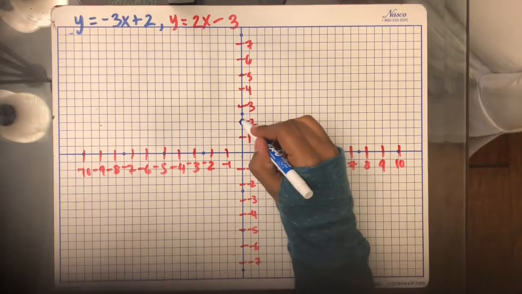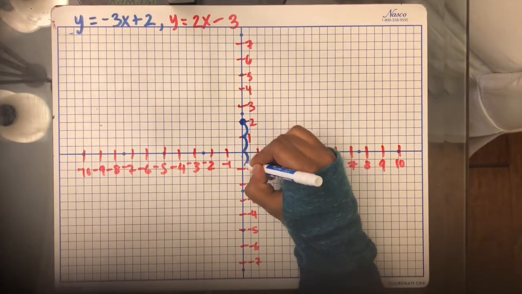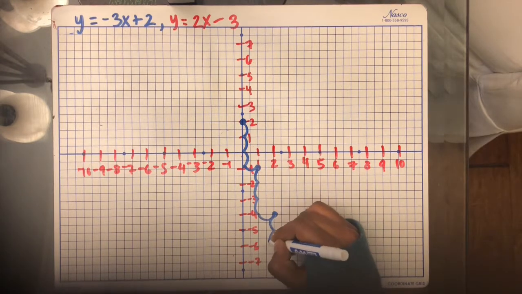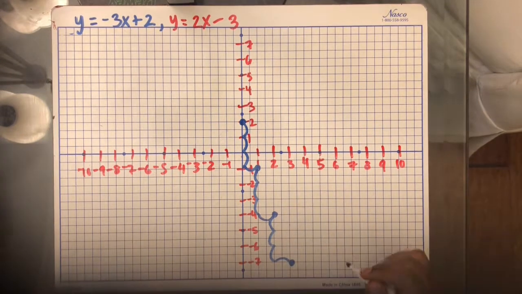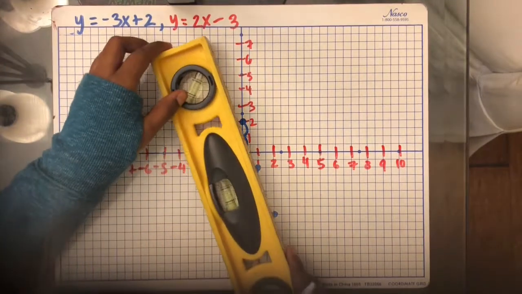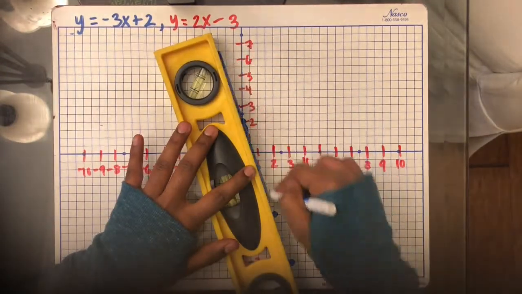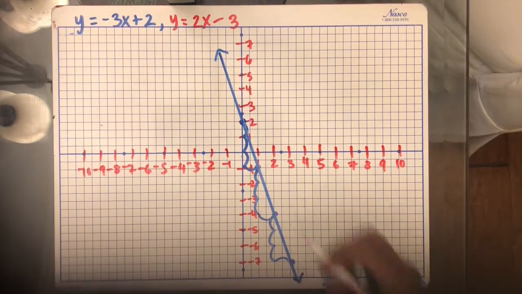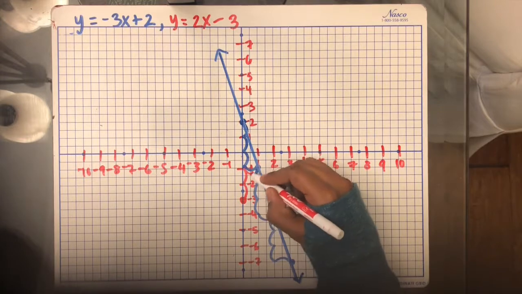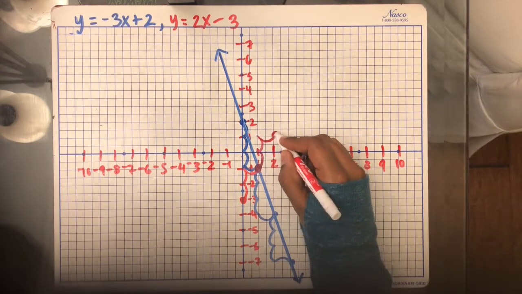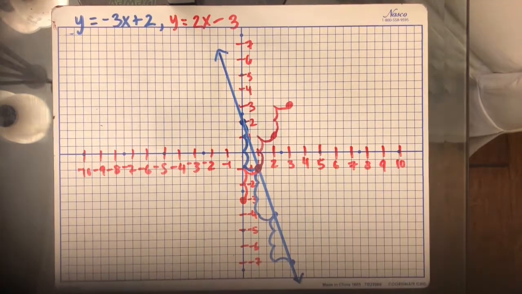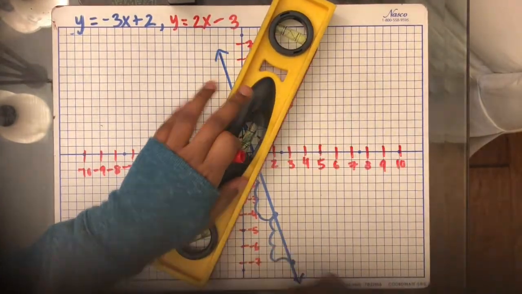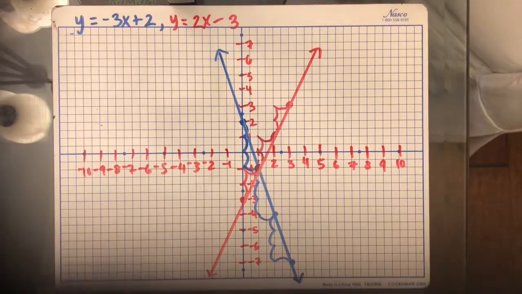In this next example, we will be graphing y is equal to negative 3x plus 2 and y is equal to 2x minus 3. We'll be starting at positive 2 and going down 3 and to the right 1 because slope is rise over run. In this next equation, we will be starting at negative 3 and going up 2 and to the right 1 because of rise over run, where the rise is 2 and the run is 1. Their point of intersection is 1, negative 1, where x is equal to positive 1 and y is equal to negative 1.